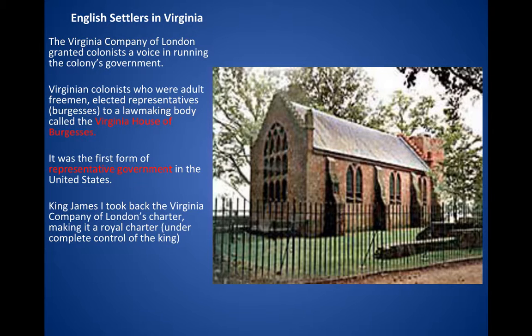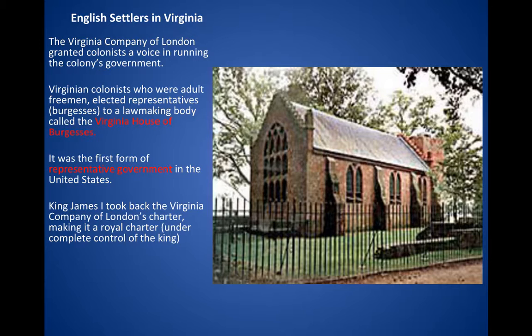But King James I took back the Virginia Company of London's charter, making it a royal charter. So that means that it was under complete control of the king. So the king, even though the colonies were making lots of money for the king, this King James wasn't very happy about this Virginia colony having so much freedom. He didn't like that they were running their own government. He wanted the colonists to be under English control, British control.